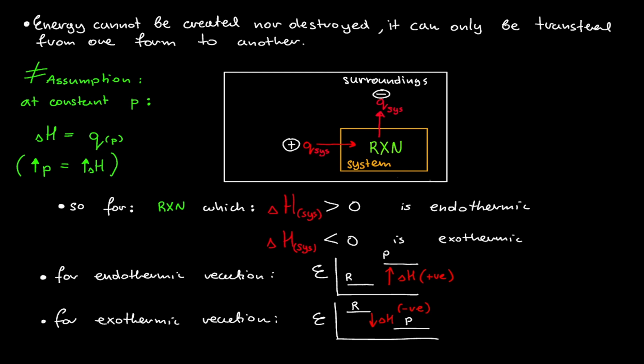We go from higher energy reactants to lower energy products. And in endothermic reactions, we go from lower energy reactants to higher energy products. So we need to input some heat or energy into our system in order to make it happen.